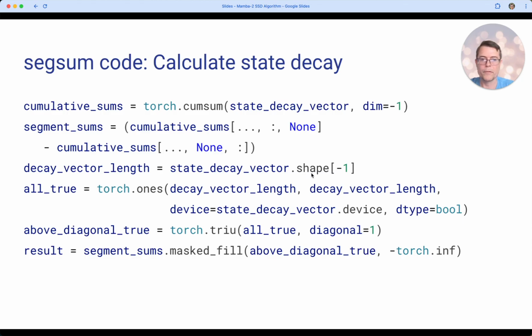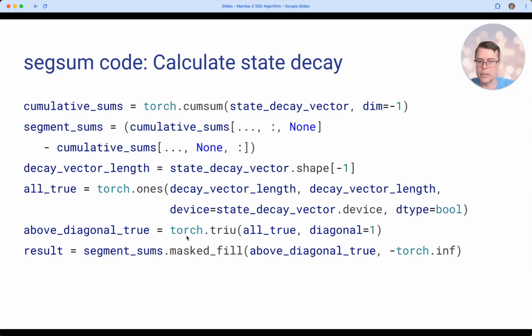Then here we're pulling off the shape, which gives us the array of lengths of the tensor. We're taking the last one of that, so it tells us how long the decay vector is, the length of the input sequence. And then we make a vector that has all trues in it, a square matrix with the same value in each direction. We put it on the same device that the state decay vector is on, maybe that's CUDA or something like that. And it's dtype Boolean, so these are all Boolean values. They're all 1, so that's true in Boolean. So this is an all-true matrix.